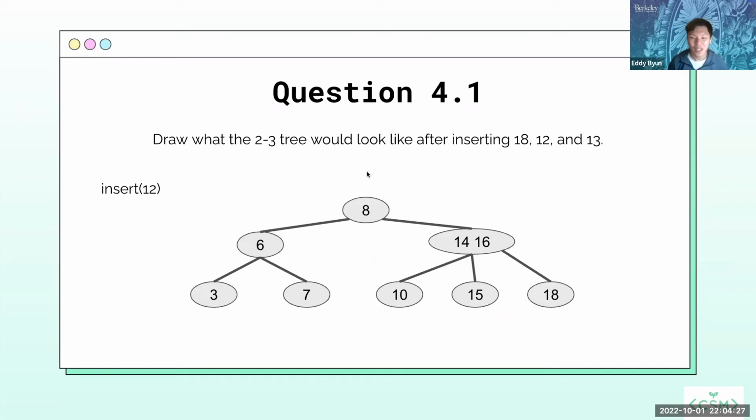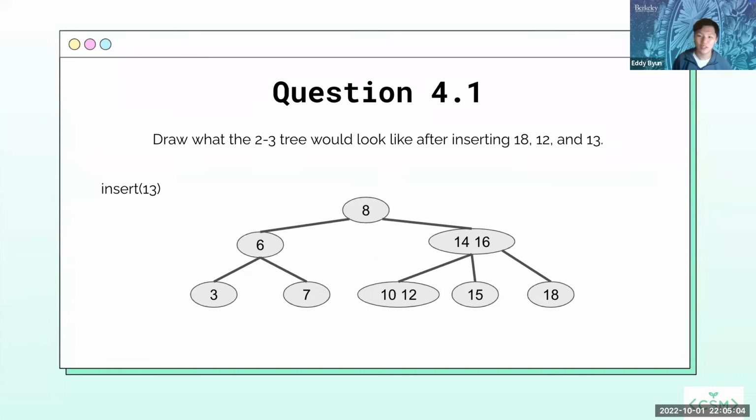Great. So now let's see what happens when we insert 12 into the tree. We again start at the root. We compare 12 with the root. We see that 12 is greater than 8, so we move on to the right child. We see that here, 12 is less than both 14 and 16, so we move on to the left child. And here, because we reached the leaf node, we have to insert 12. We insert 12 to the right of 10 because 12 is greater than 10. So this is what the tree looks like after we insert 12.